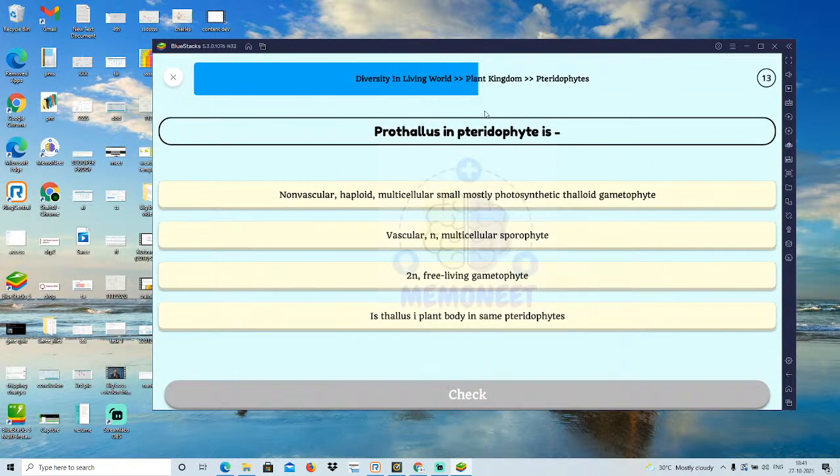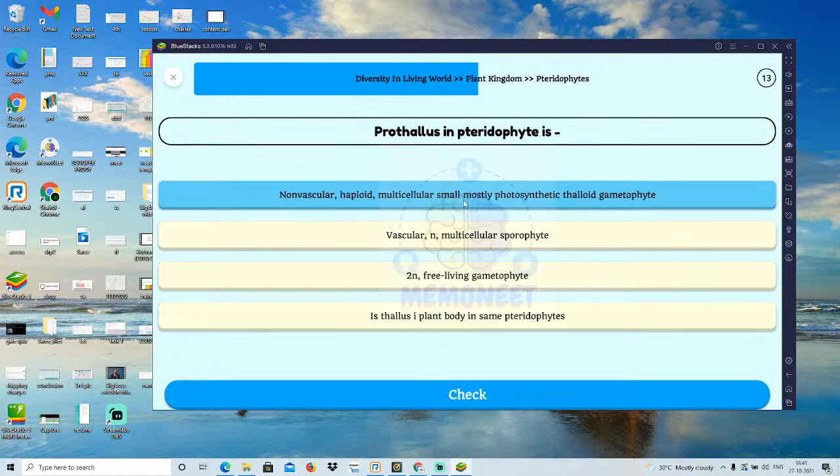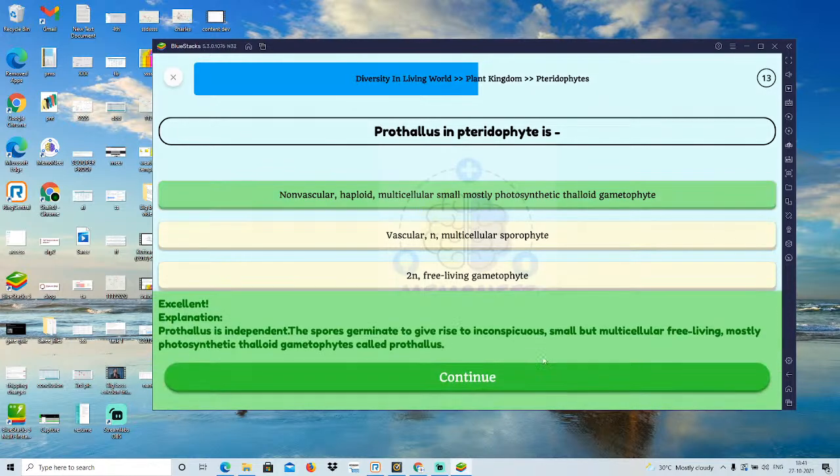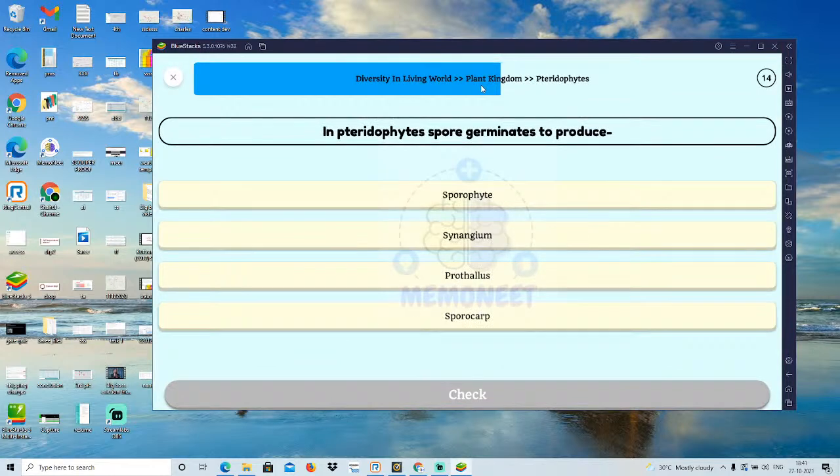So prothallus in pteridophyte is a thallus. This one: non-vascular, haploid, multicellular, small, mostly photosynthetic, thalloid gametophyte. This is in NCERT. So in pteridophyte, spore germinates to produce a prothallus.